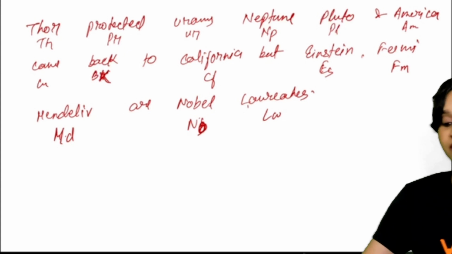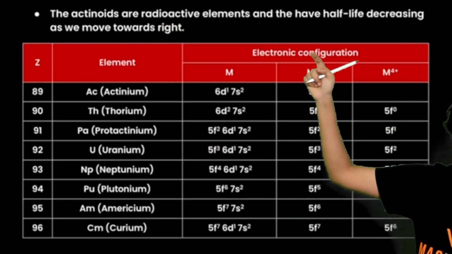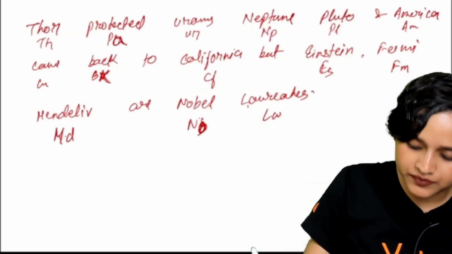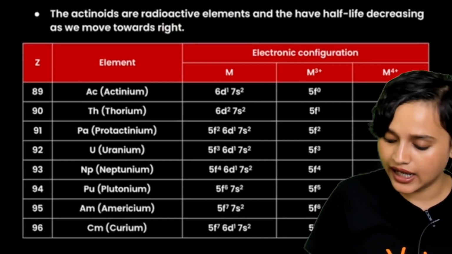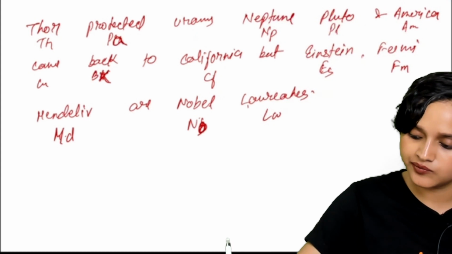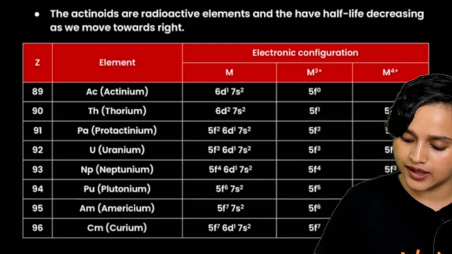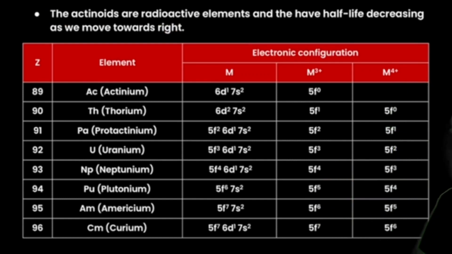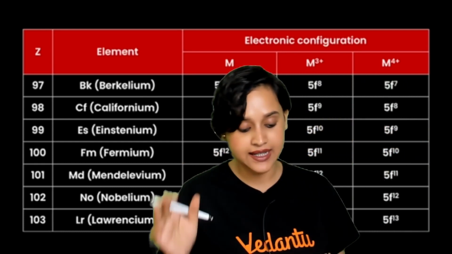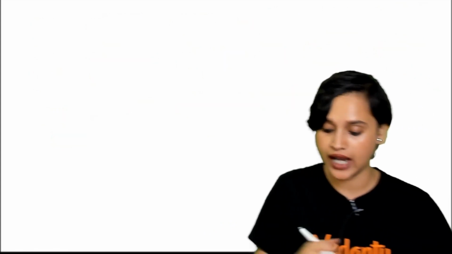Okay. All right, everybody. So now just take a look at all the names. You have actinium, thorium, protactinium. Yes, protactinium is Pa. Then you have uranium, then neptunium, Np, then you have plutonium, americium, curium, berkelium, californium, einsteinium, fermium, mendelevium, nobelium, and lawrencium. All righty.